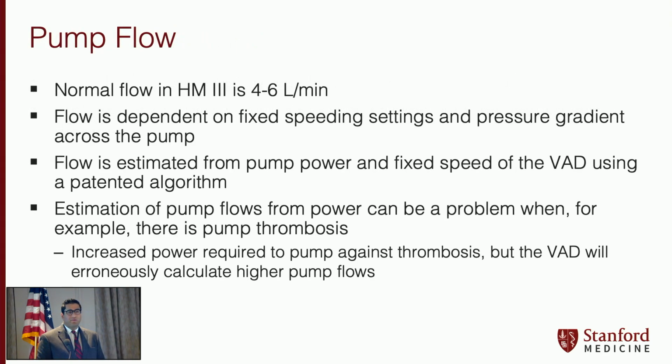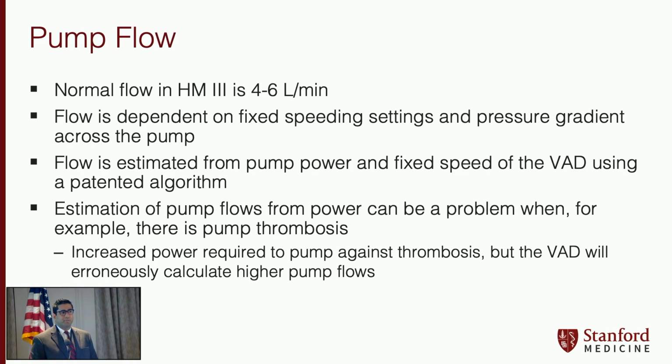We'll discuss each of the LVAD parameters in a little more detail now. The first we'll discuss is the pump flow. As we mentioned earlier, average flow is 4 to 6 liters per minute. And the flow is actually dependent on fixed speed settings and the pressure gradient across the pump. So it's actually estimated, a calculated function using a patented algorithm.